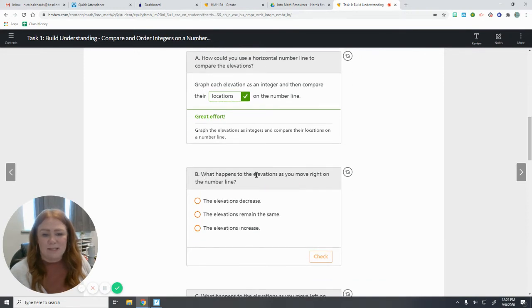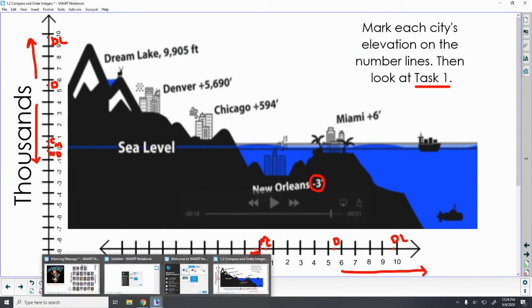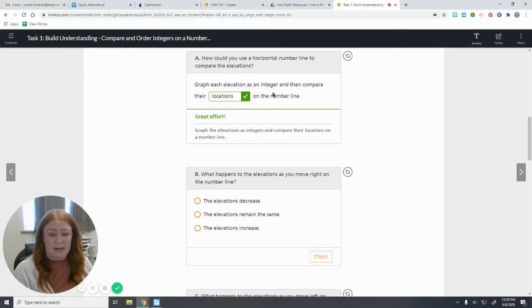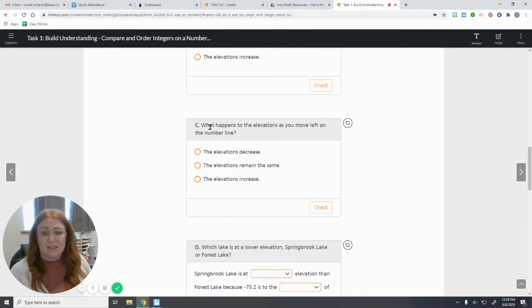So what happens to the elevations as you move right on the number line? So thinking about our number line, what happens when we go to the right? Are they increasing, decreasing, or remaining the same? Increase means they're getting greater. Decrease means they're getting smaller. And remember, if at any time I'm going too fast, you can rewind and you can pause the video to get your answers in your workbook here. So C asks what happens to the elevations as you move left on the number line.